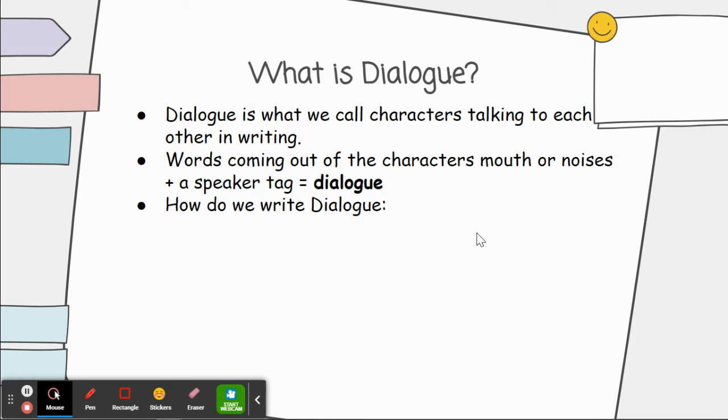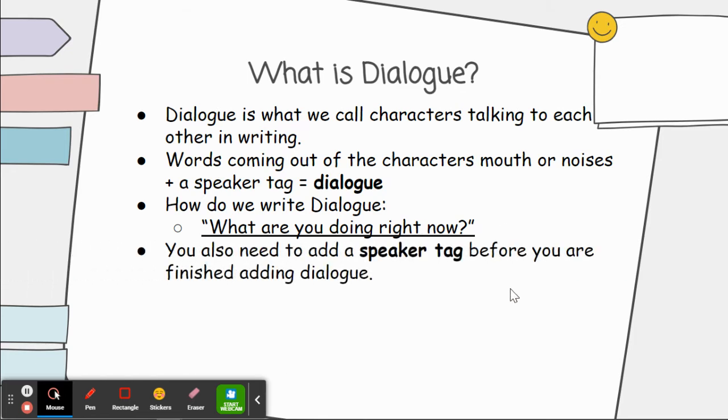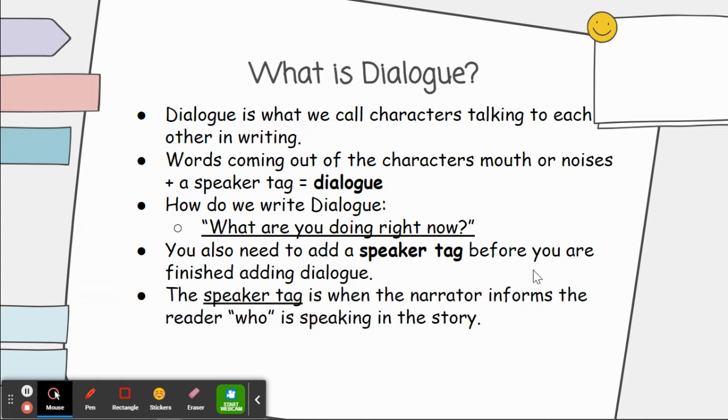And I have a problem if you just keep saying said for every single speaker tag. That is really boring, and I actually do not like that. So you need to focus on different ones. Well, what kind of ones do we have? So how do we write dialogue? You also need to add a speaker tag before you're finished adding dialogue. So this is how it would look.